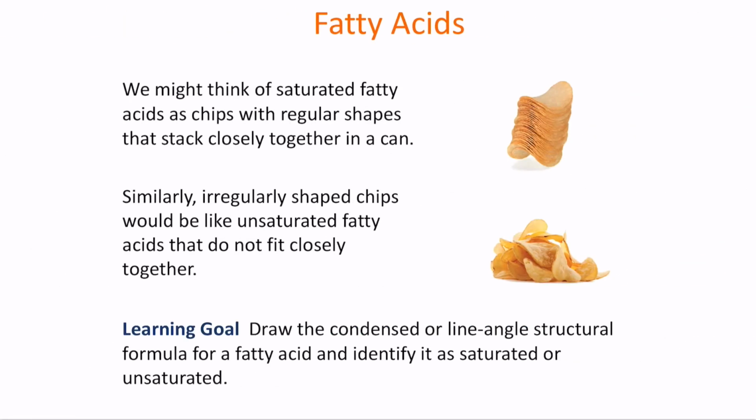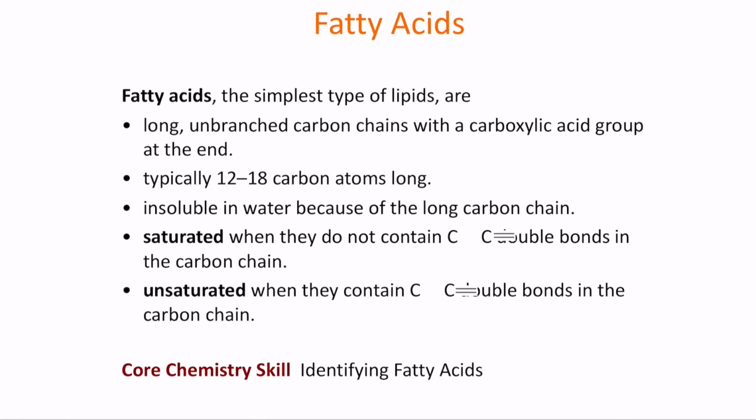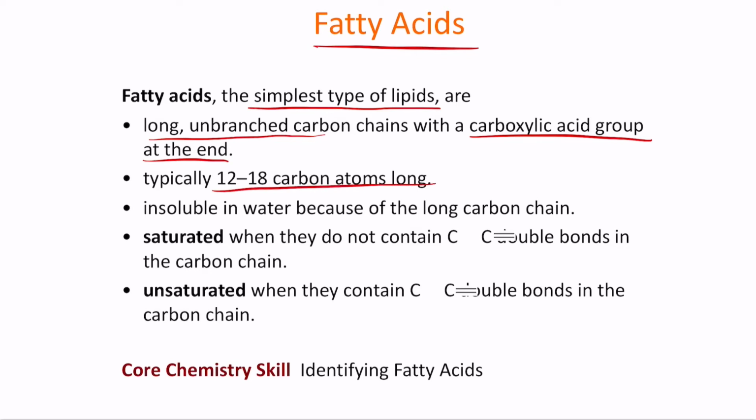Next, let's discuss fatty acids. The common ones that we might think of are saturated fatty acids, like chips with regular shapes that can stack closely in a can. This is how you can think of fatty acids. There are some irregularly shaped chips, which we call the unsaturated fatty acids, that do not fit closely together. These are the two types of fatty acids that you will generally see. Fatty acids are the simplest type of lipids, and they contain long unbranched carbon chains with a carboxylic acid group at the end. They typically contain 12 to 18 carbon atoms, and they are insoluble in water because of the long carbon chain.